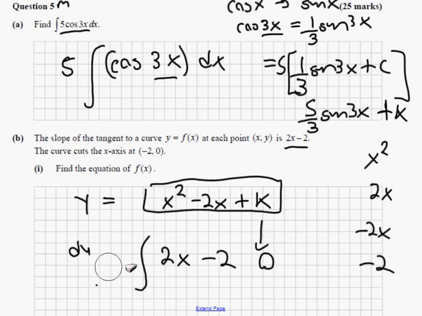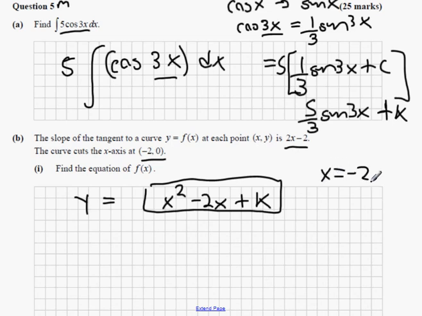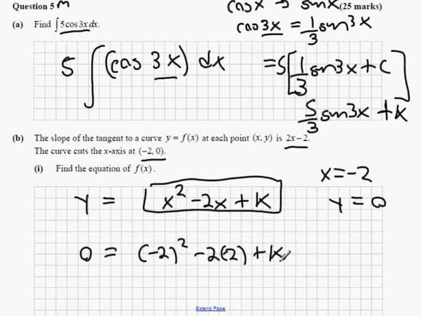Now, what we're also told is that this curve has a specific point on the curve. The specific point is minus 2, 0. So when x equals minus 2, y has to equal 0. So 0 equals minus 2 squared minus 2 times minus 2 plus k. So it's going to be 4 plus 4 plus k equals 0. And as Simon rightly said, k equals minus 8.